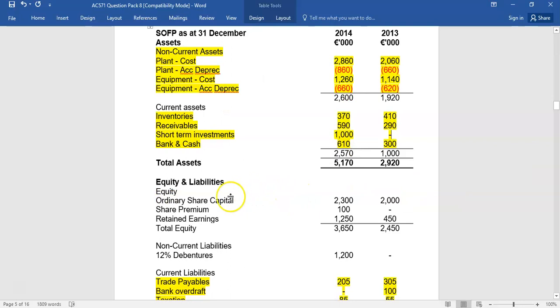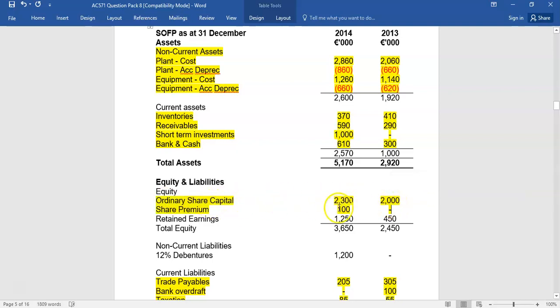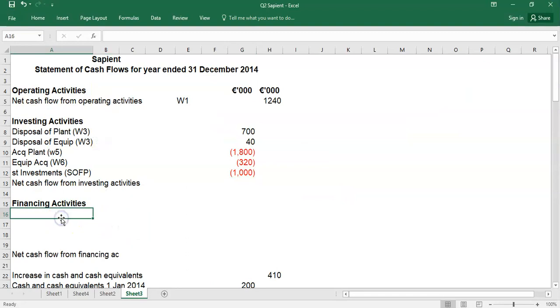Share capital and share premium. There's clearly been a share issue during the year. You always do these together. So what you're saying here is there's been a share issue of 400,000. 300 increase in capital, 100 increase in the premium. These are financing activities, share issue.